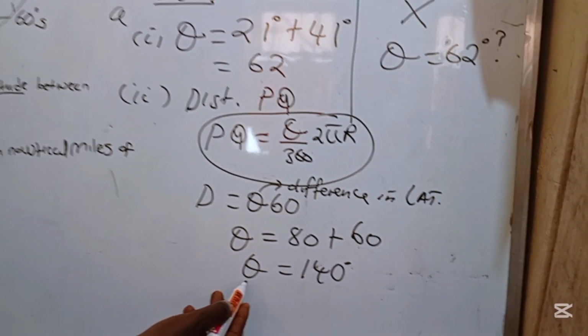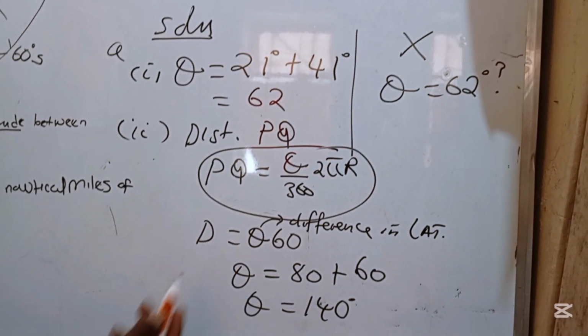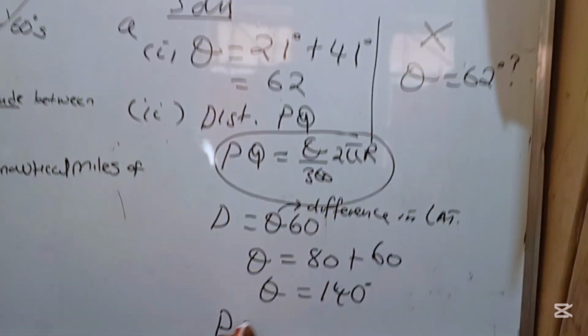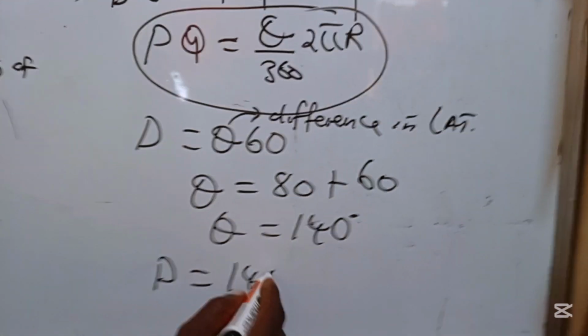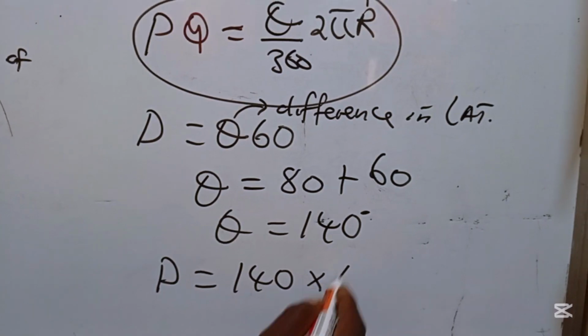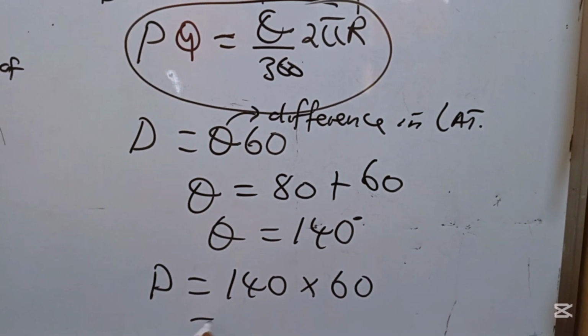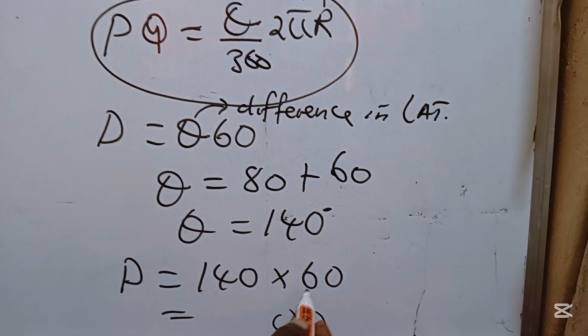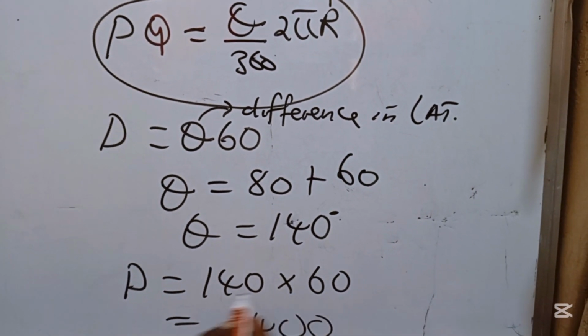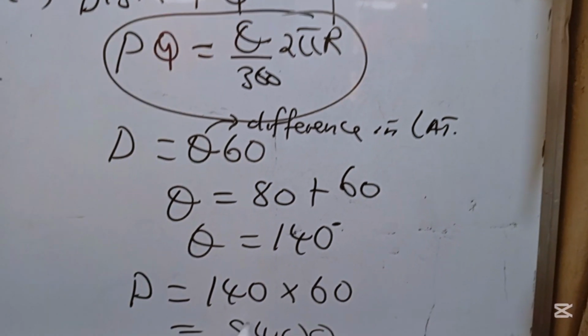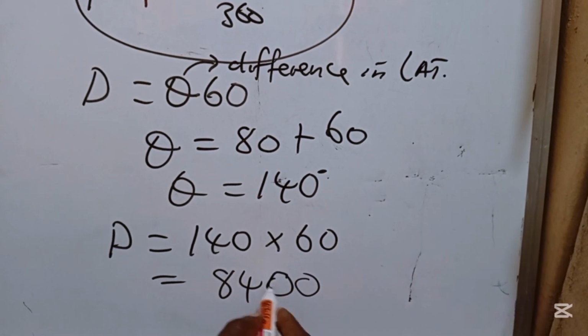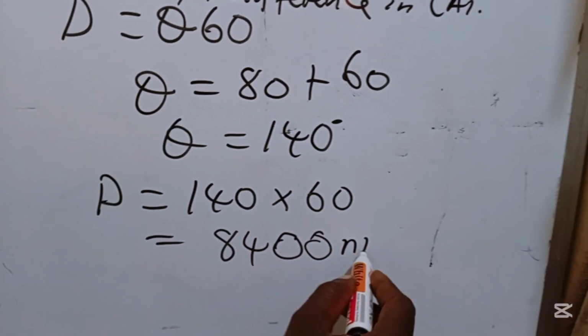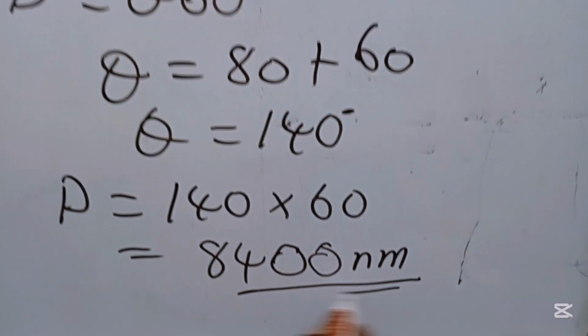Now this theta, you just insert it in the formula. You say distance is equal to 140 multiplied by 60. Then you do it nicely, and we are saying 8400 nautical miles. So this was the distance.